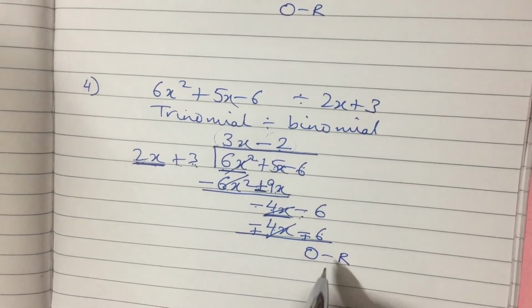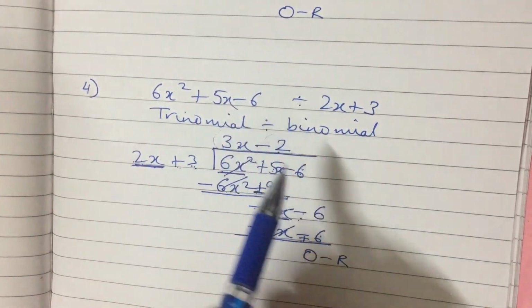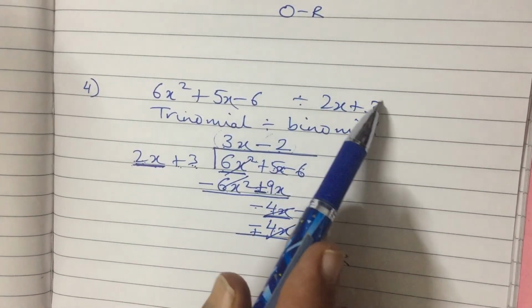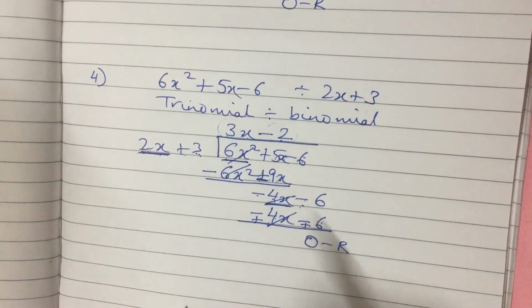So the remainder here becoming 0 means 6x squared plus 5x minus 6 is exactly divisible by 2x plus 3. This is the division of polynomials.